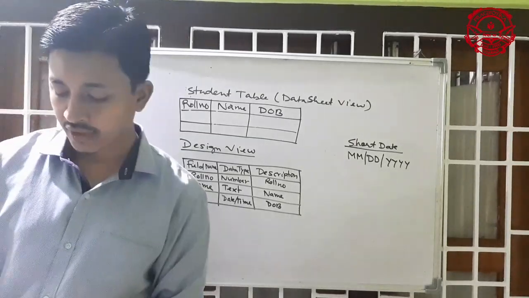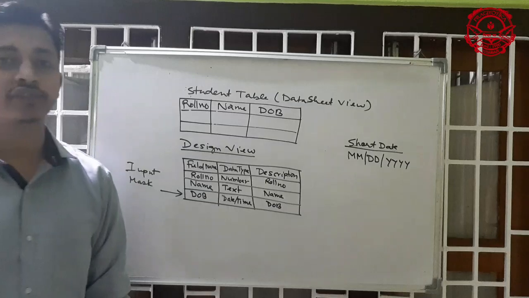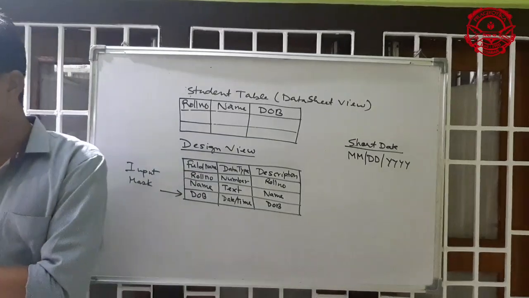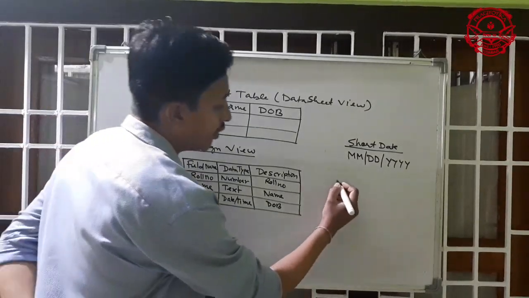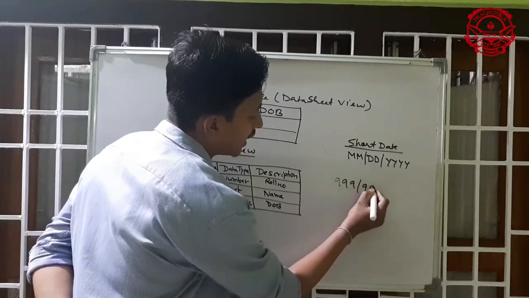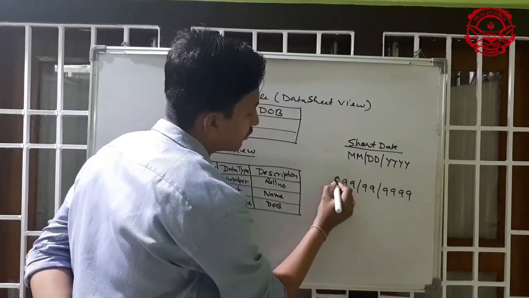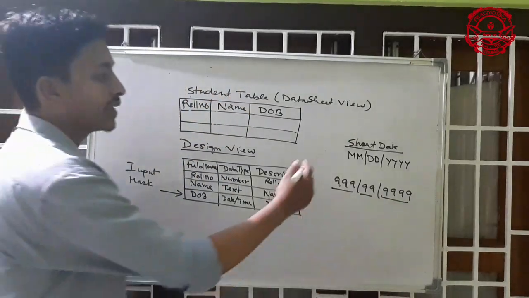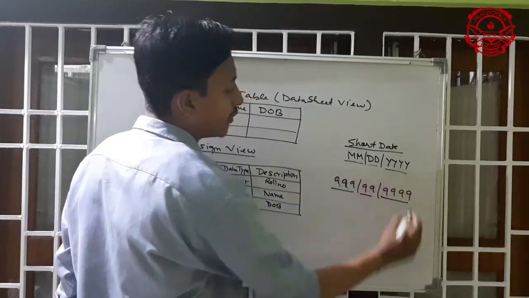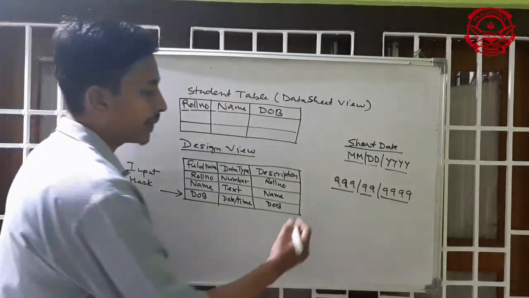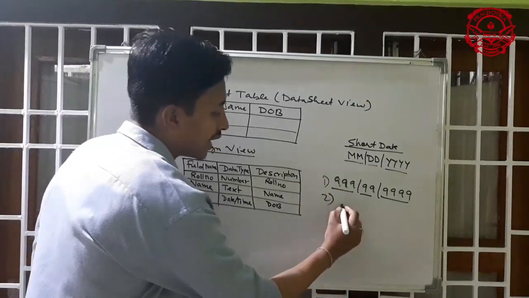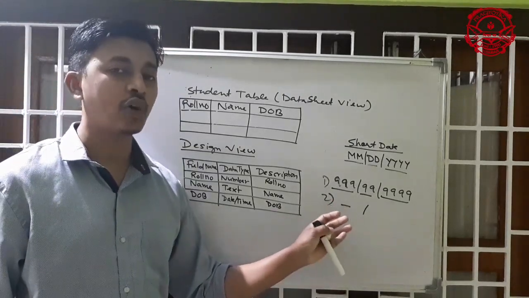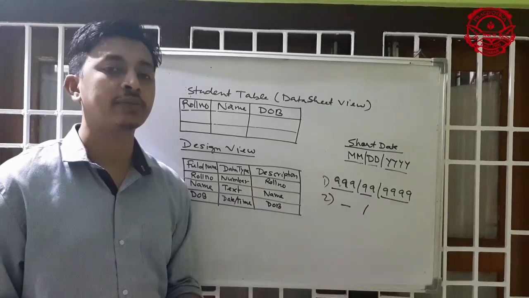Means some characters are constant. What is the meaning of constant? Constant means fixed value. Sometimes you want to enter a value like 999, means first 3 figures, 2 figures, then 4 figures. In the same things, number 2, you can say hyphen and slash. These are no need to write. These come automatically when you create an input mask.